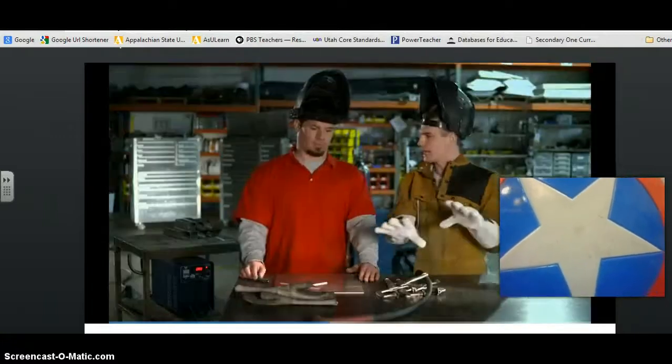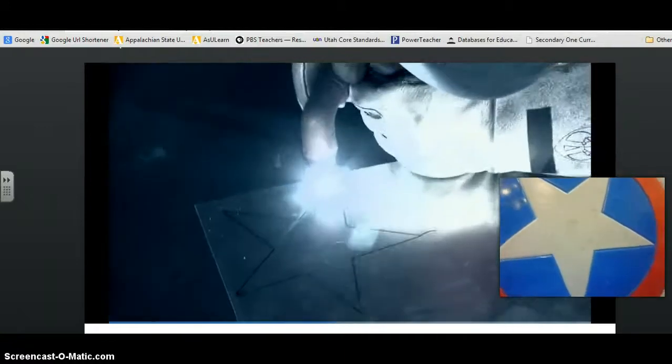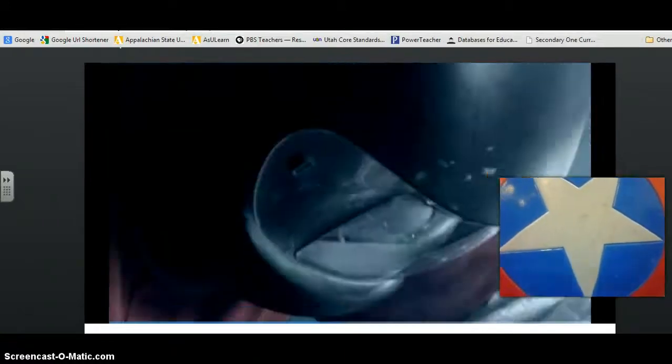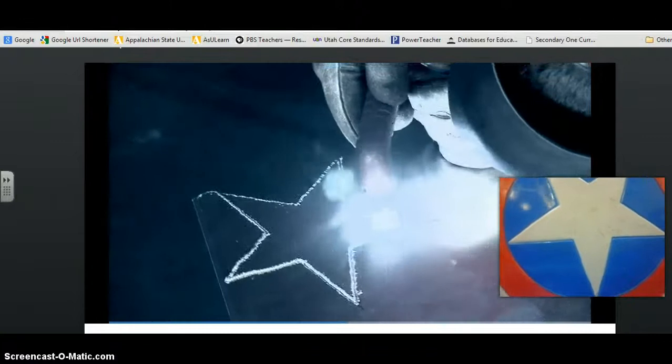Take me through the plasma cutter. What actually cuts the metal? It's a combination of electricity and air pressure. The electricity melts the metal, and the air pressure pulls it away from the material.